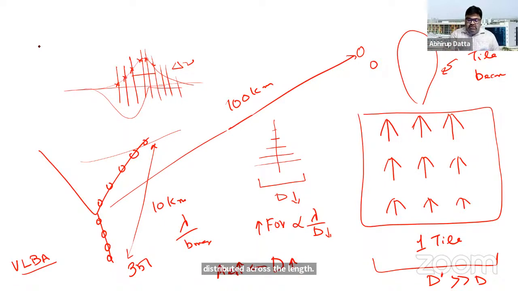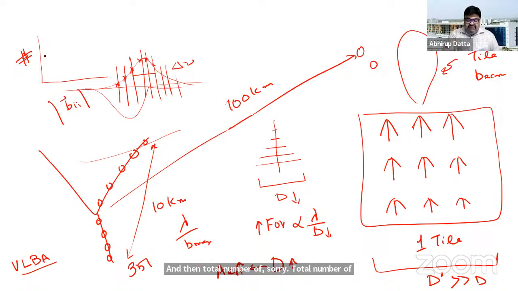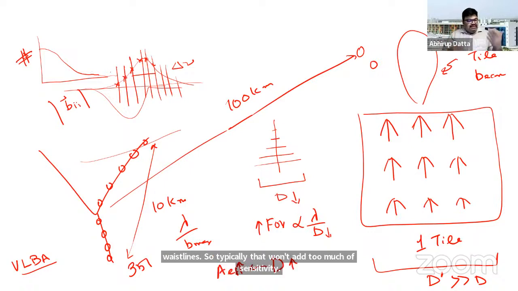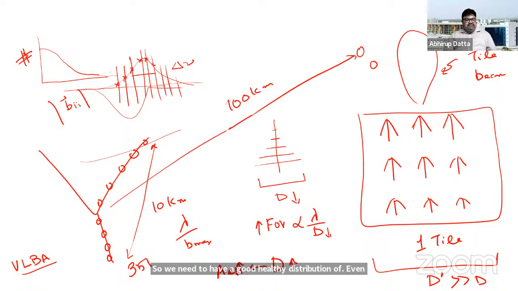Supposedly, if I draw this as a function of baseline length, so the modulus of that, and the total number of baselines, then I definitely will have many more at lower values, and then a tapering function. But supposedly if I have this and then very few baselines at long lengths, that won't add too much sensitivity. So we need a good, healthy distribution of longer baselines and shorter baselines. We understand the shorter baselines have to be in large numbers, and so on. We'll come to this a little bit later.